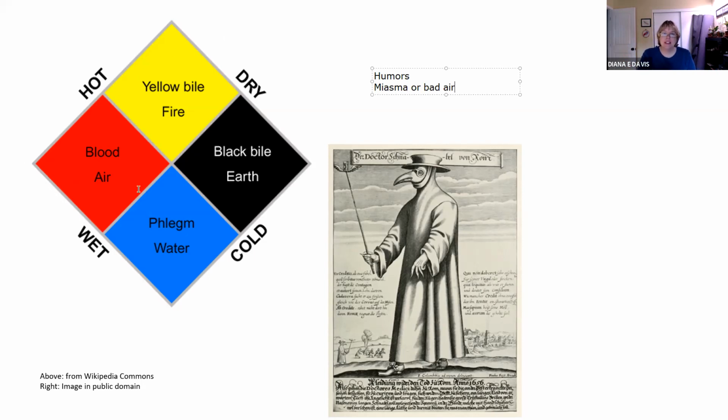They gave characteristics to each of these humors. And the characteristics would be hot or cold and dry or wet. So hot and wet was blood. Hot and dry was yellow bile. Dry and cold would be black bile. And cold and wet would be phlegm. They also associated the humors with the 4 basic elements: air, fire, earth, and water.